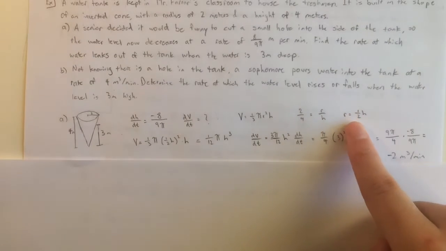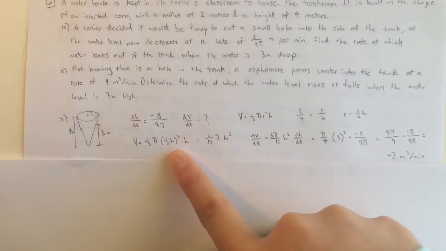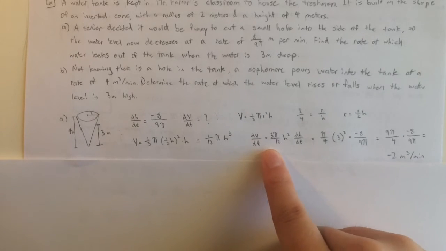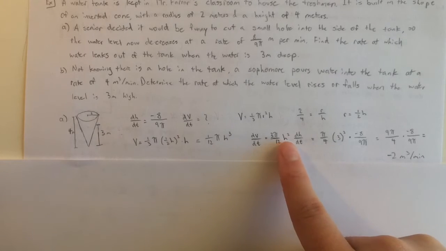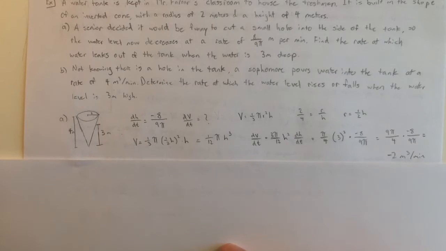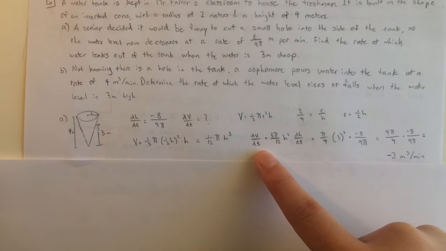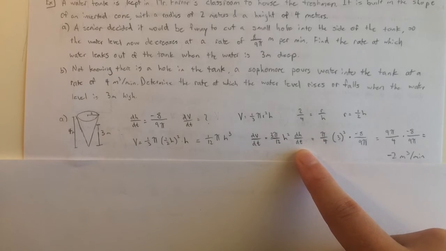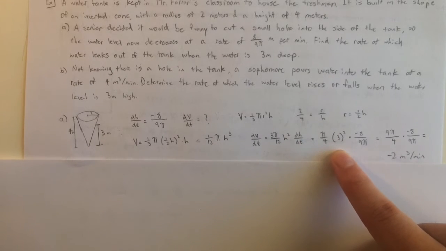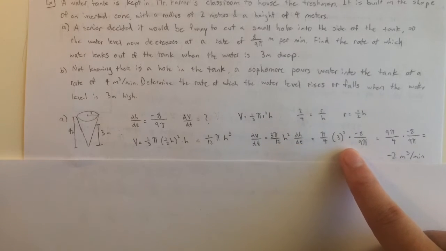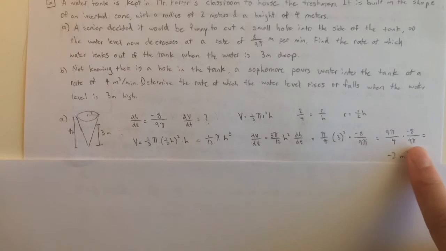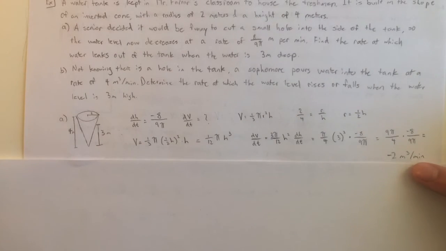Now we can plug in half h for r into the equation, so that we can do the derivative later on in terms of one variable instead of two, in this case an h and an r. Now we do the derivative, and don't forget the dH/dt, and then you plug in the values that you know, which are h and dH/dt. So you can solve for dV/dt, and once you simplify, you get negative 2 meters cubed per minute. And don't forget the units, that's something that is extremely important in related rates.